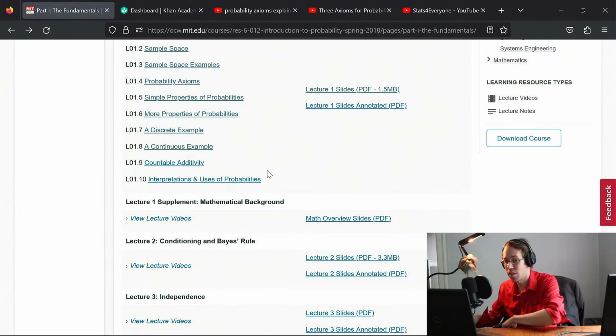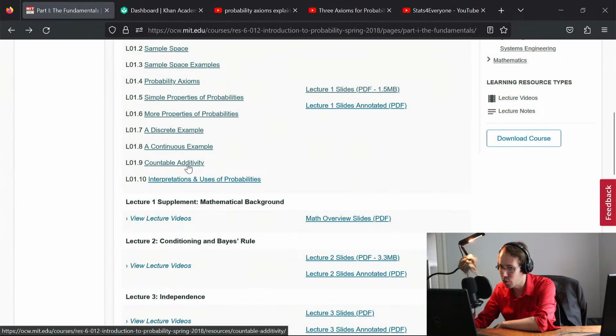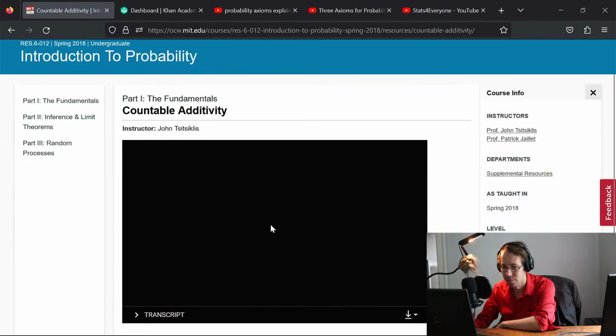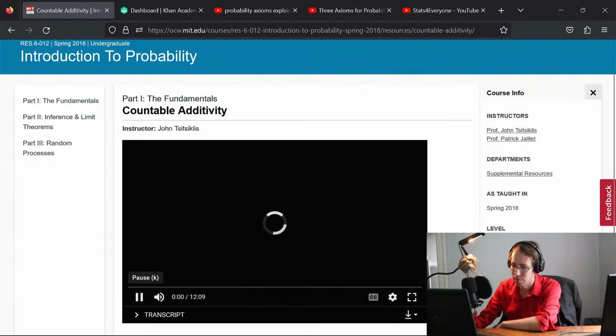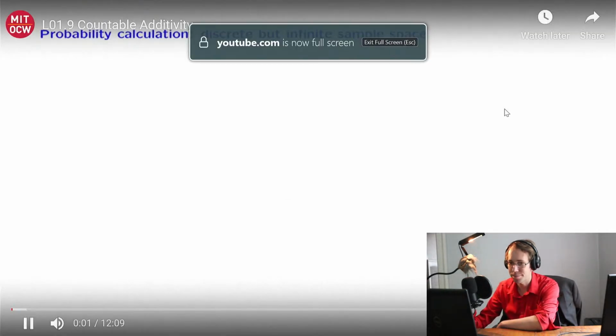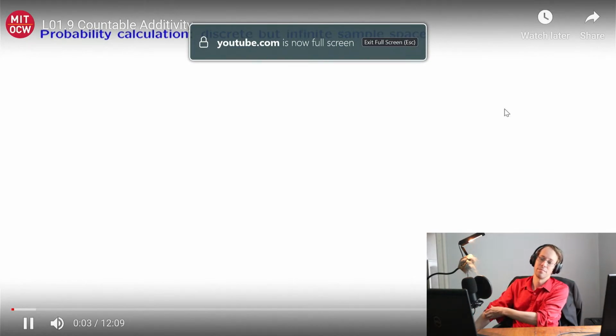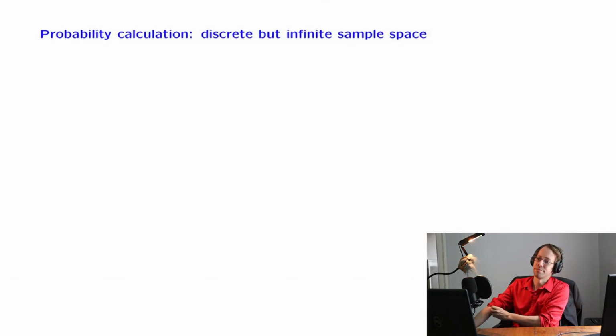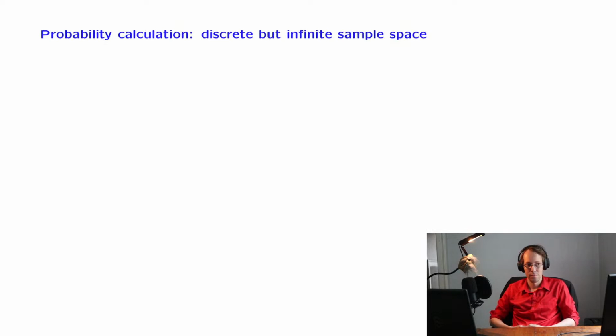So, with that, let's look at countable additivity. We have seen so far an example of a probability law on a discrete and finite sample space, as well as an example with an infinite and continuous sample space. Let us now look at an example involving a discrete but infinite sample space.